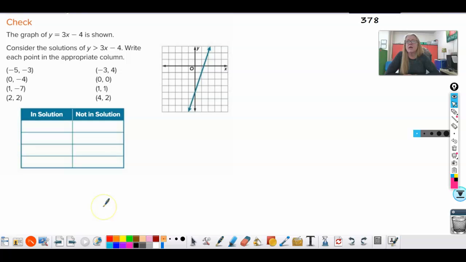The graph of y equals 3x minus 4 is shown. Consider the solutions of y is greater than 3x minus 4. Write each point in the appropriate column.